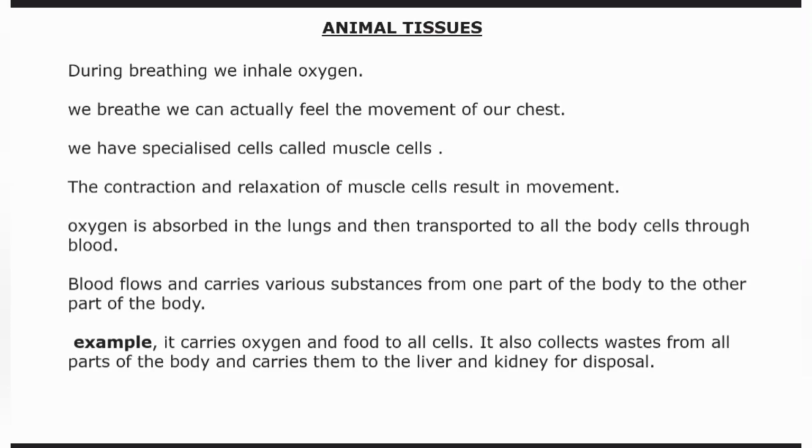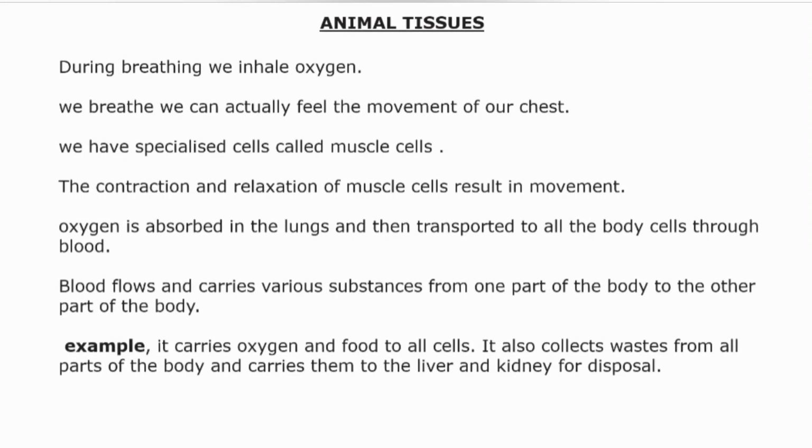Oxygen is absorbed in the lungs and then transported to all parts of the body through blood, which flows and carries various substances from one part of the body to another. For example, it carries oxygen and food to all the cells. It also collects waste from all parts of the body and carries it to the liver and kidneys for disposal.